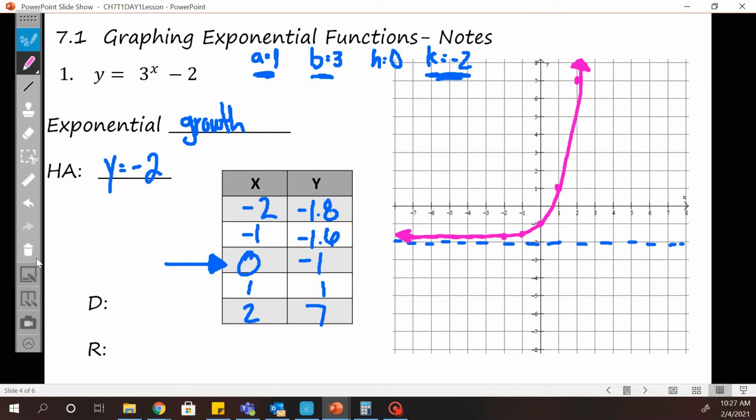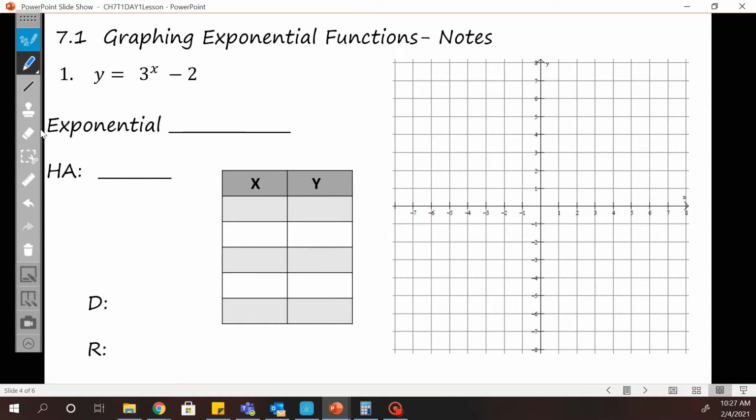All right. Our domain here is all real numbers. It goes infinitely to the left and infinitely to the right, so negative infinity to infinity. The range, however, is not infinite because it stops here at -2. So we would say that it's from -2 to infinity. And we put a parenthesis on the -2 because it doesn't actually touch -2. It gets close to it, doesn't touch it.